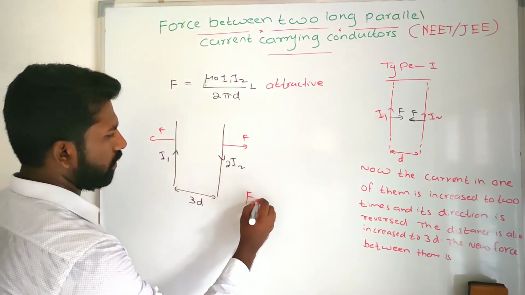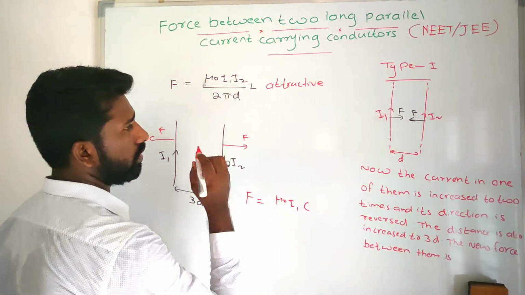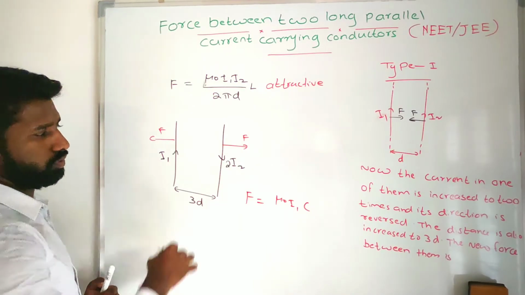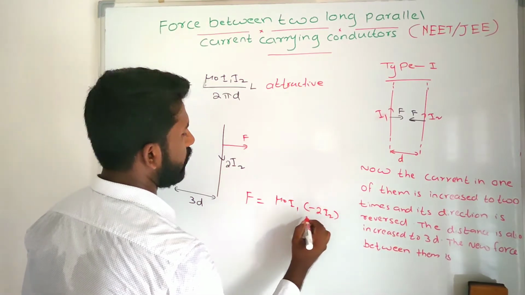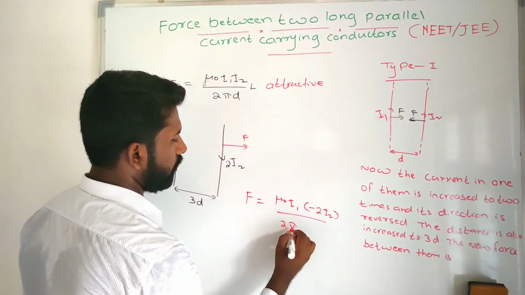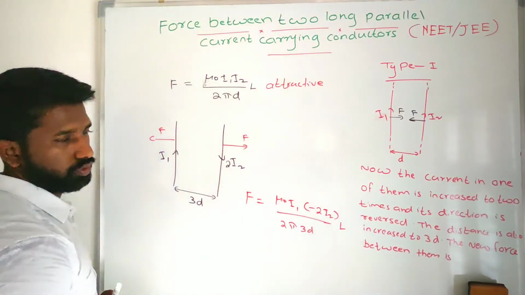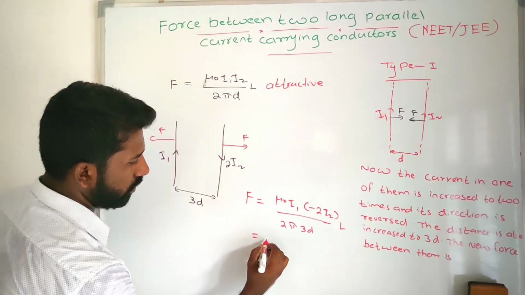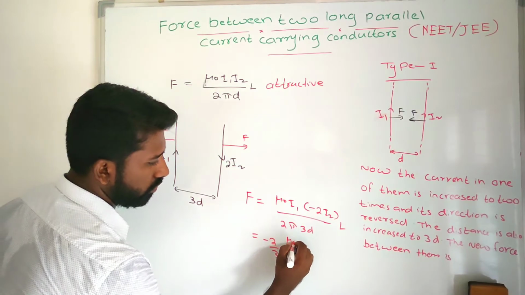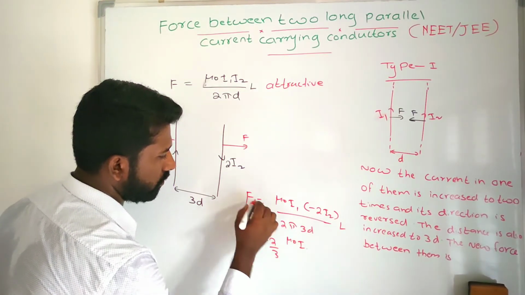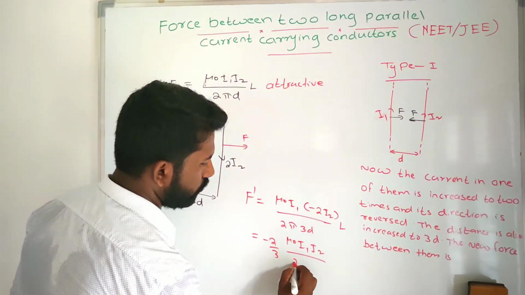You see here F is equal to mu 0 I1 into I2. Initially I2 was in this direction, which we had taken as positive. Now it is in the opposite direction. So 2I2 divided by 2 pi into the distance between them, which is 3d, into the length L. From this I can take minus 2 by 3 outside, then mu 0 I1 I2 by 2 pi d, which I am calling F dash.